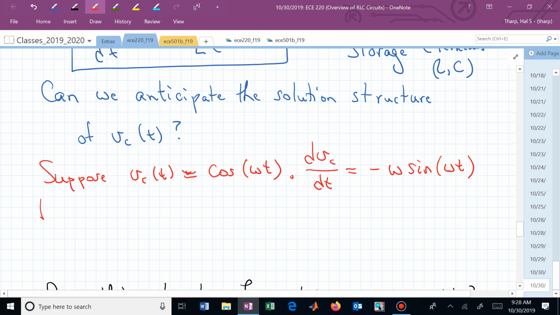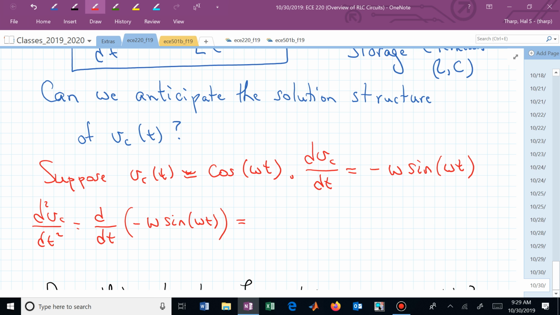What's the second derivative? That's just the first derivative of what we just found, omega sine omega t. And the derivative of sine is cosine. But you still have to differentiate the argument again, so we get another omega. We now have omega squared. We have minus omega squared cosine omega t.